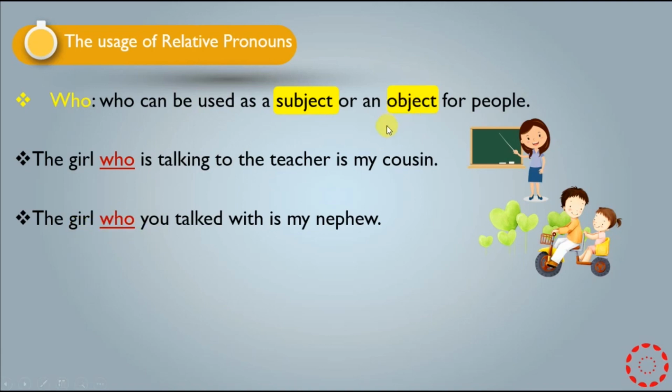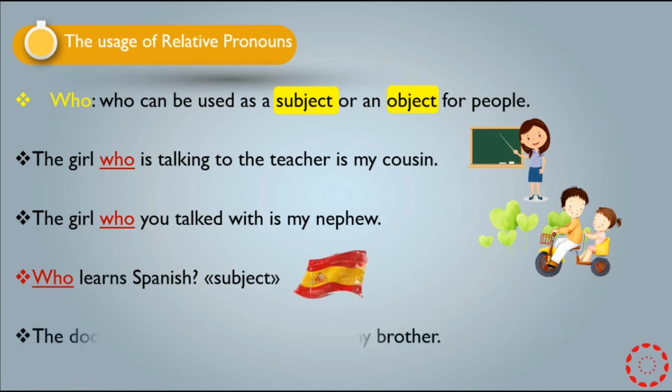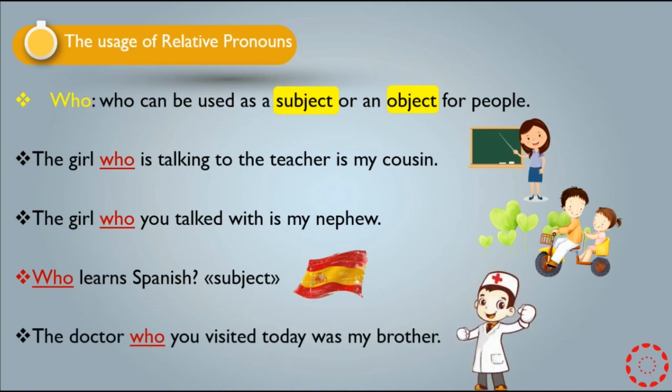Okay. Another example, who learns Spanish. In the sentence, who is a subject. Again, it is a relative pronoun, but it is used as a subject because it comes at the beginning of the sentence. Okay. The doctor who you visited today was my brother. The doctor who you visited today was my brother.